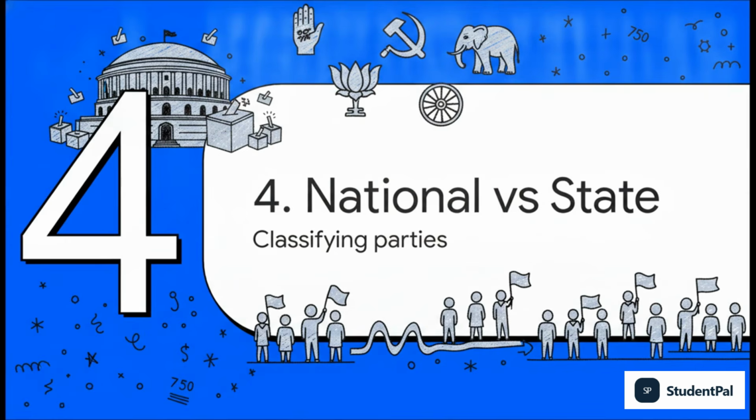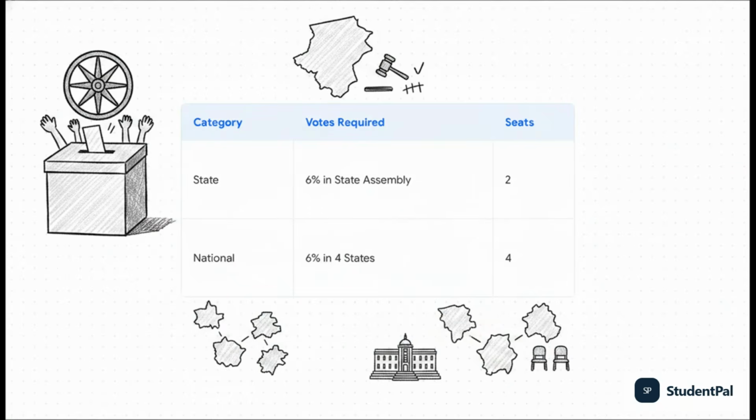Section 4, National and State Parties. Let's look at how we classify them in India. Did you know there are more than 750 parties registered with the Election Commission of India? That is a lot of parties. To organize them, the EC uses a very specific data matrix. Now, the EC treats all parties equally, but it offers special facilities, like unique election symbols, to large established parties. These are officially called recognized political parties.